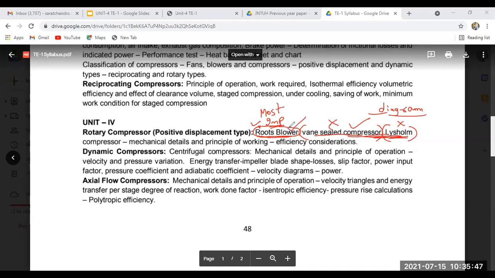But every year they are asking this root blower compressor. Anyway, we have to complete these 2 also, because we don't know what type of question the JNTU people will set. So today we are going to start with the vane sealed compressor.